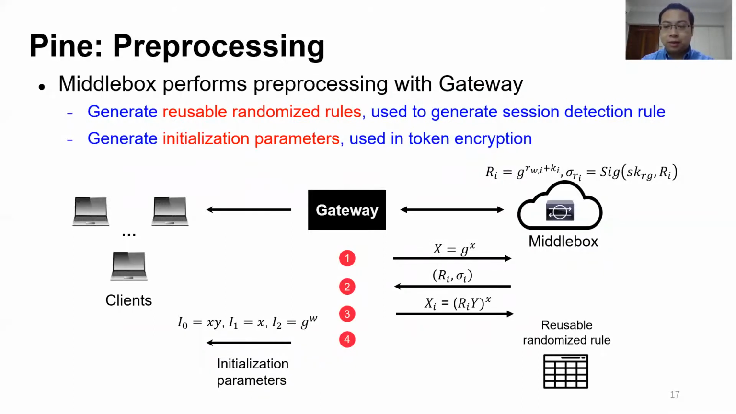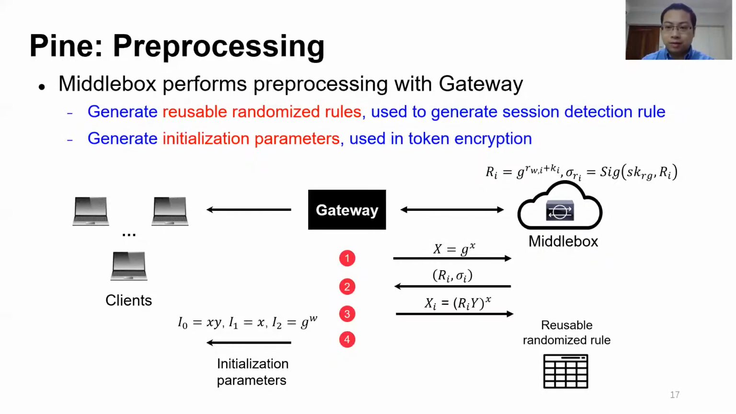Now I proceed to explain how the pre-processing phase works. Different from BlindBox and PrivDPI, this protocol is pre-executed between the gateway and the Middlebox. It is a three-round protocol. The gateway first chooses a random number x and sends g^x to the Middlebox. The Middlebox then sends the root tuples to the gateway. Upon receiving the root tuples, the gateway calculates X_i for each root R_i and sends the X_i to the Middlebox.